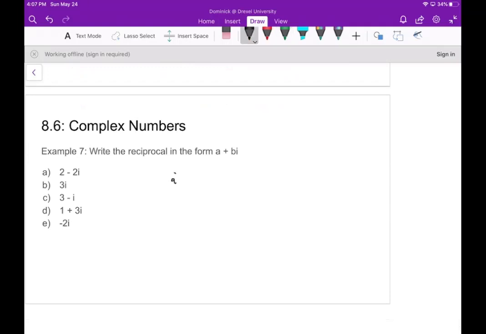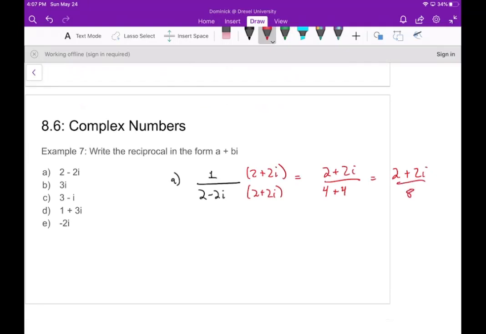So in part A, we want the reciprocal, right? So we want 1 over 2 minus 2i. So we multiply by the conjugate, multiplying the top and the bottom by 2 plus 2i. So here I'm going to get a 4 minus a 4i squared, so plus 4. So we're going to get a 2 plus 2i over 8, which we can simplify to be 1/4 plus 1/4 i.